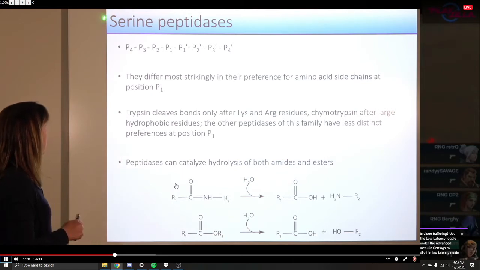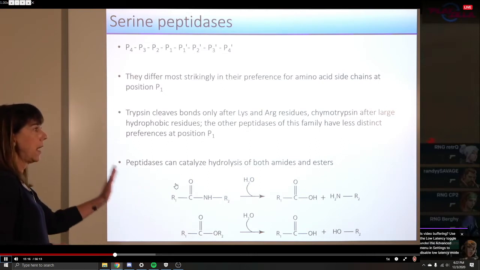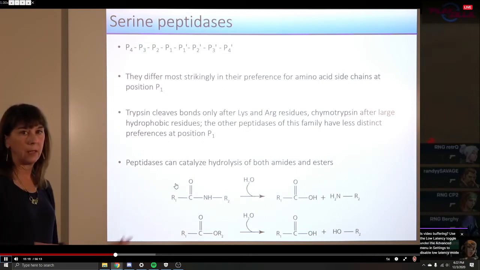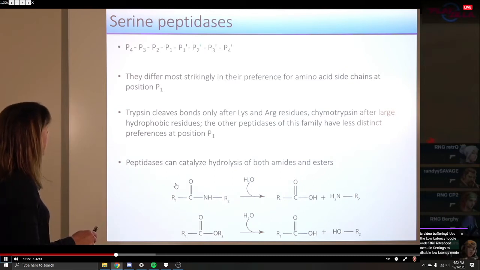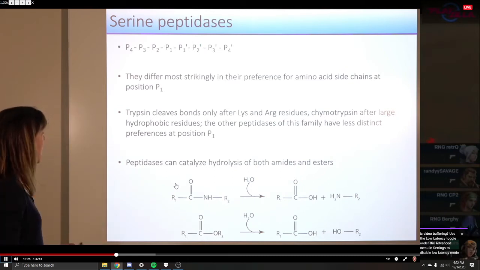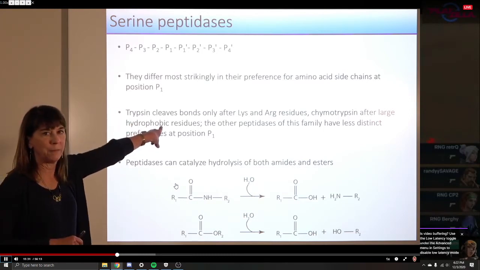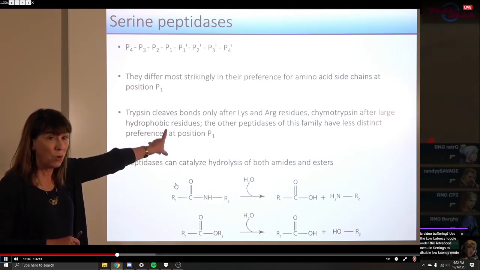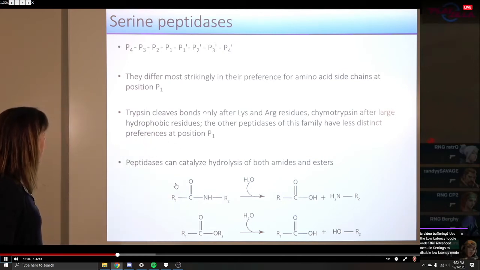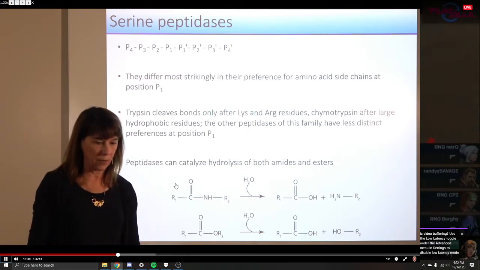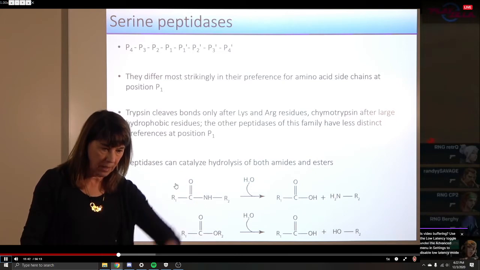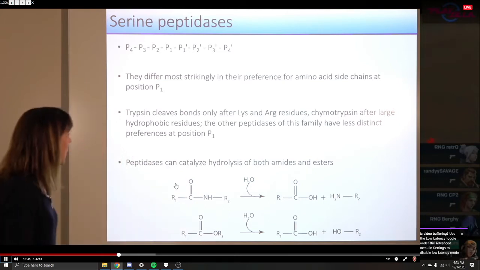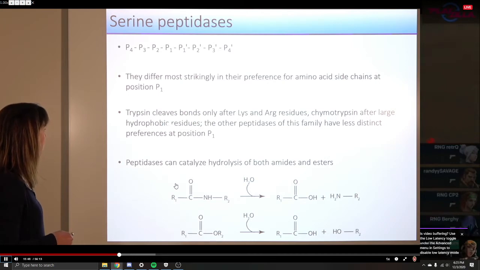So let's again talk a little bit about the serine peptidases. As I said, this is the scissile bond right here. Anything to the left of it has a P1, P2, P3, P4. Anything to the right is P1 prime, P2 prime, P3 prime, and P4 prime. Most have a striking preference for what's sitting in that P1 position. Not all, no. Most of them do. And trypsin, as you learned, cleaves bonds only after lysine and arginine residues, because if you look at the site where that P1 residue fits in, there are charged residues there. Chymotrypsin cleaves after a large hydrophobic residue. Some of the other peptidases have less distinct preferences.